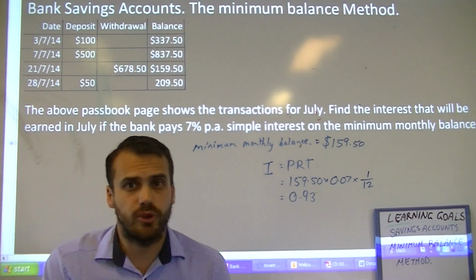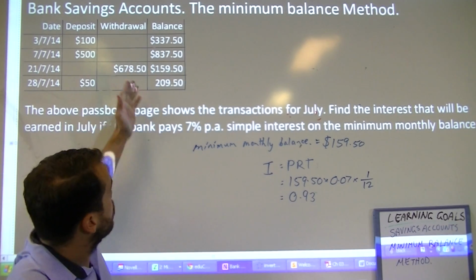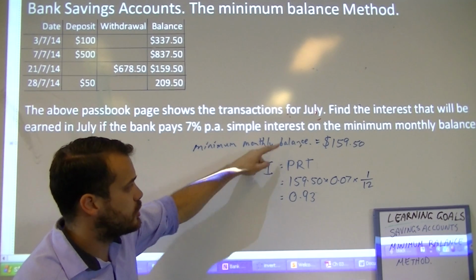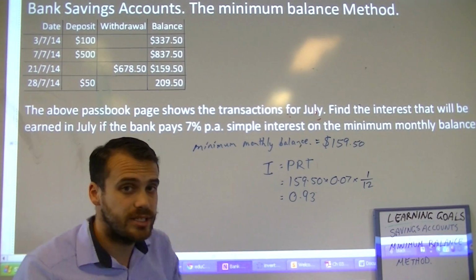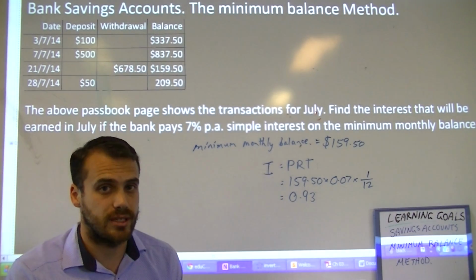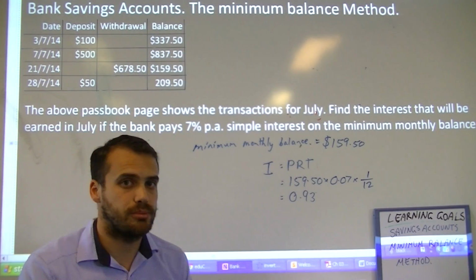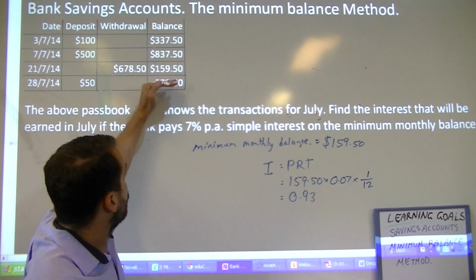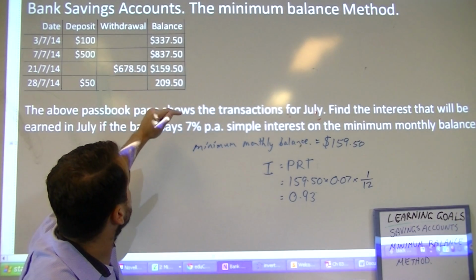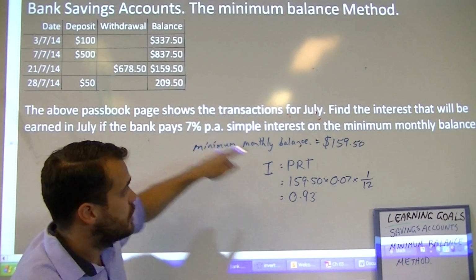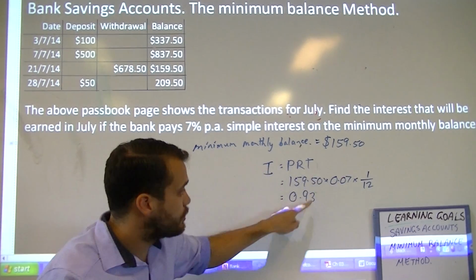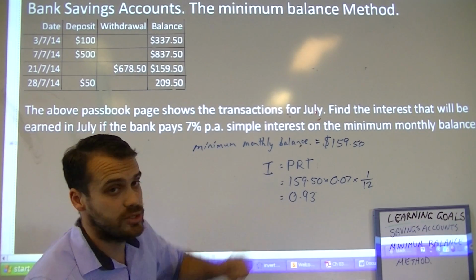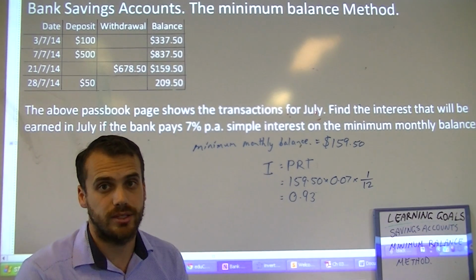Impressive. So after 1 month, you will get paid 93 cents on this savings account. That's based upon your minimum monthly balance, which is $159.50. That means that on the last day of this month, it'll be $159.50 plus $209.50, which is the last bit, plus 93 cents. That's how much money you'll have in your bank account.